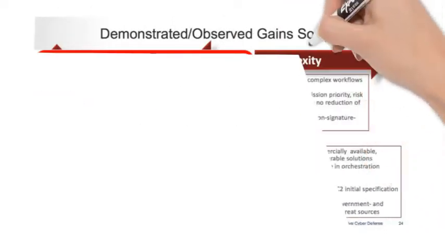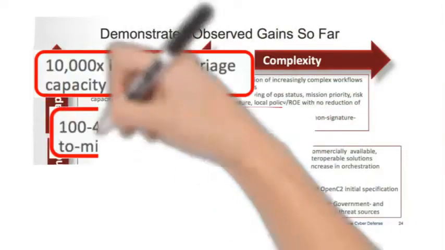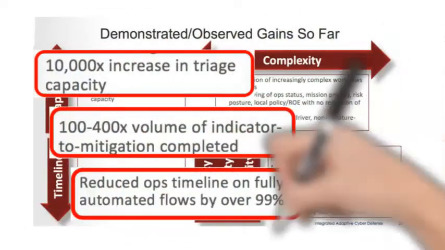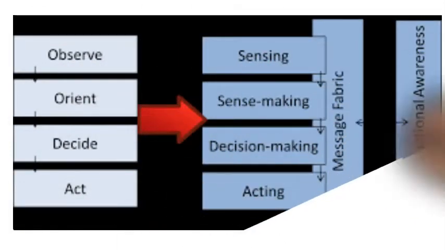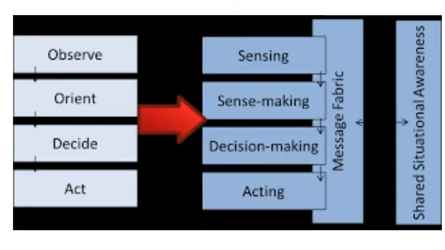OpenC2 is part of several activities to increase automation. Johns Hopkins University did a study showing automation reduced the attacker's time to do damage by 2 orders of magnitude. IACD, which you'll hear more about later, breaks cyber functions into 4 areas. Sensing, getting data from sensors. Sense making, making sense of the data. Decision making, deciding what to do about it. And acting, the command and control, or the C2 of the security technology to implement the decision.